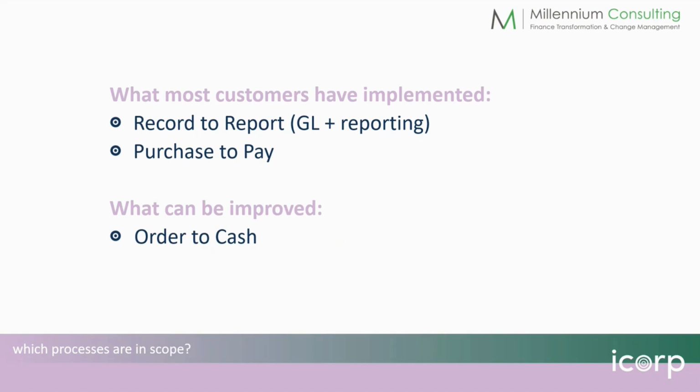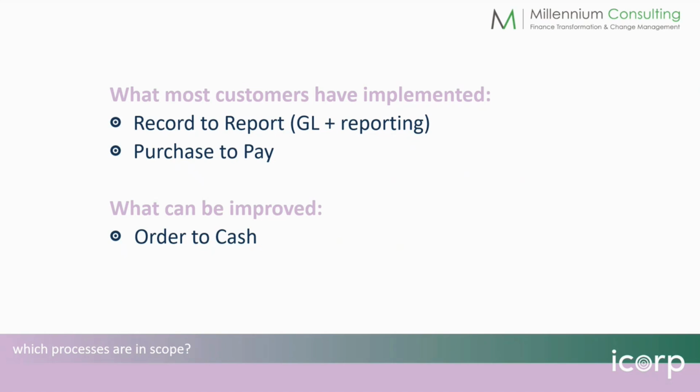So whenever I go to customers, I always found that two processes are already very well implemented, actually. That's the record to report process, which is just your financial administration, your general ledger, reporting, the financial bookkeeping, together with a periodic reporting process to measure the business performance, etc. It's really the quantification of the business.